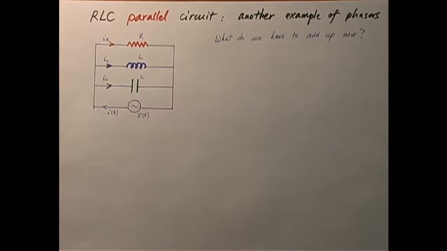Now, in the case of LRC series, we know that everything has the same current, right? Everything has the same current, but you have to add up what? You have to add up the voltages, VR, VL, and VC.